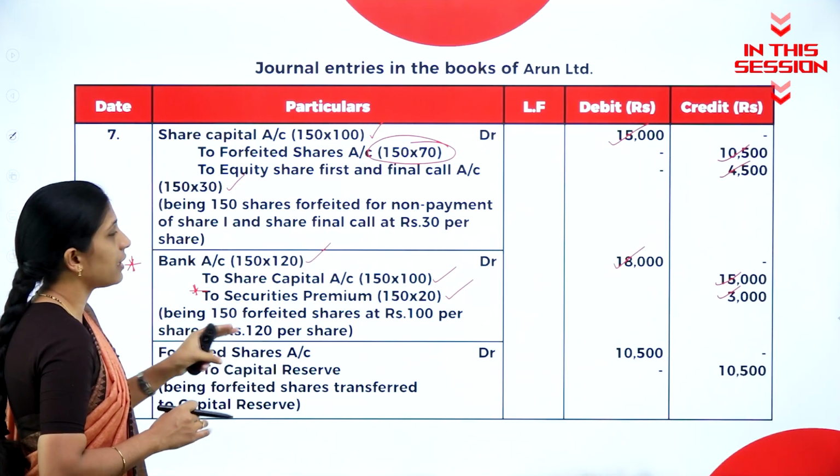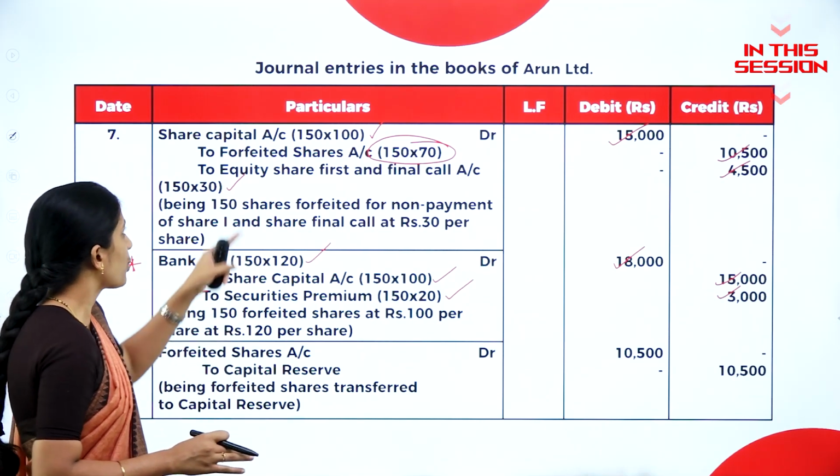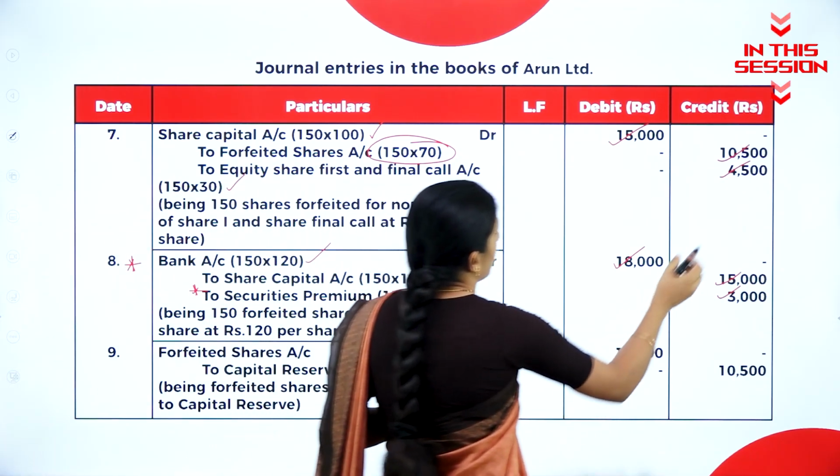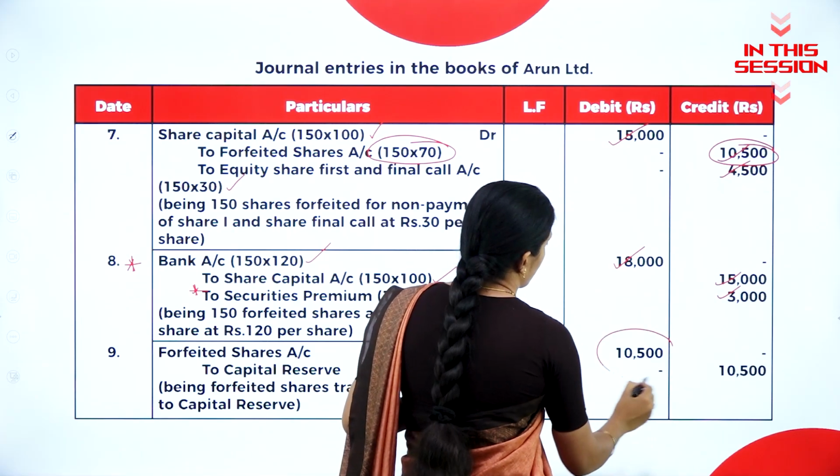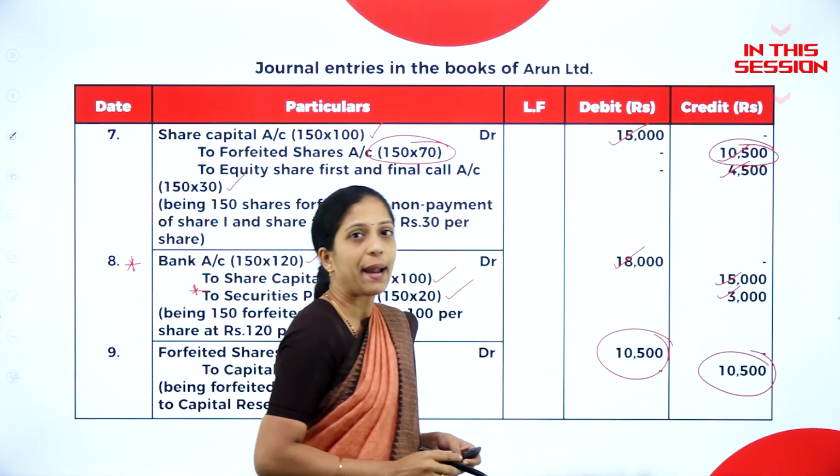See, if you see your 8th entry, there is no forfeited shares account. So we have only one forfeited shares account, that is 10,500. So we'll transfer directly to where? Capital reserve.